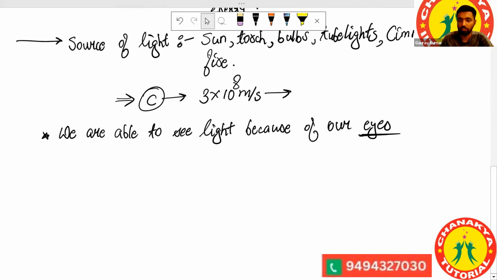Now you will be able to see. So we are able to see light because of our eyes. So how are eyes able to see this? How, with the help of eyes, are we able to see?